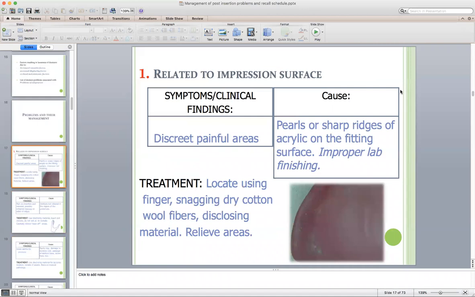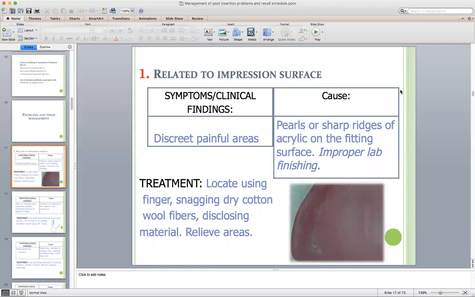So what are the symptoms for a particular complaint? What is the cause behind it, and what is the treatment? The first category of problems is related to the impression surface. We have already given the denture to the patient, and what are the problems that may arise because of any issues on the impression surface of the denture, like the intaglio surface of the denture?